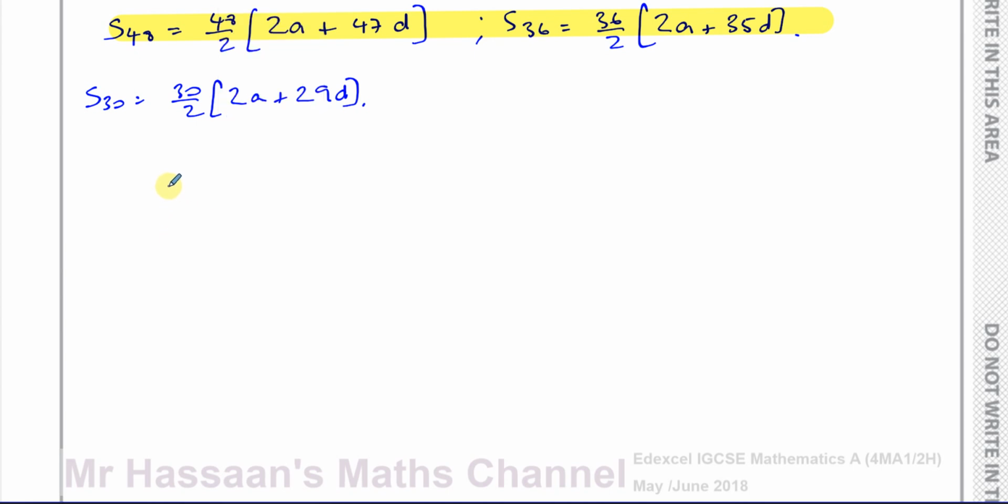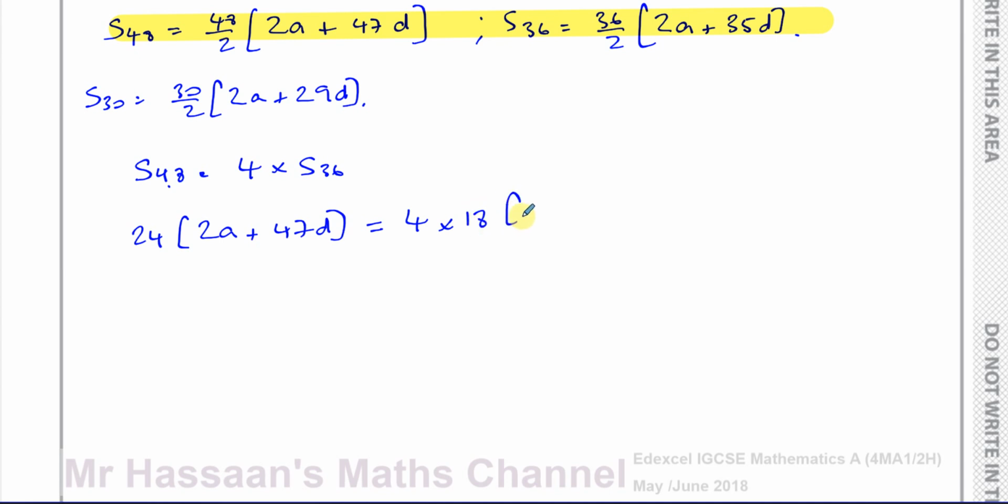Because the sum of the first 48 terms is 4 times the sum of the first 36 terms, we can say this is equal to 4 times that. So 48 over 2, which is 24, times (2a plus 47d), equals 4 times 36 over 2, which is 18, times (2a plus 35d). I'm not going to multiply these out because that seems pointless. 4 and 24 cancel to give 6 and 1. If you divide both sides by 4 and then by 6, that gives you 1 and that gives you 3.